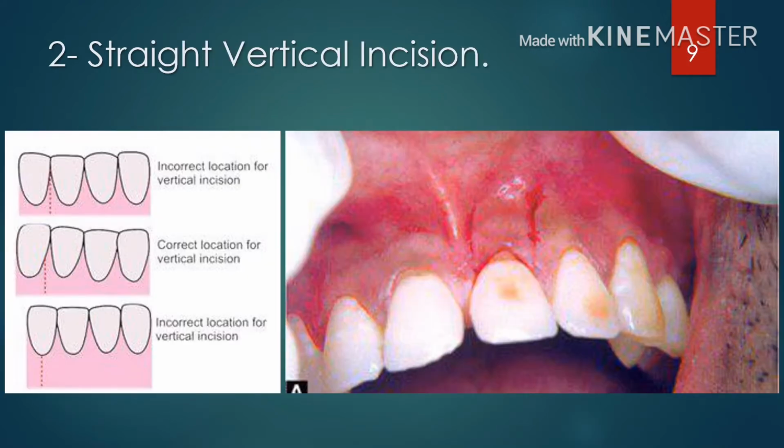Now we have the straight vertical incision, which is a very simple one. It basically goes parallel with the long axis of the tooth. But here we don't start from the papillary margin, we go a little bit to the side. And the reason for that is if we start from here, after healing and after gingival recession, we'll get a triangle space here, which is black, which would be an empty space, which is very unesthetic.